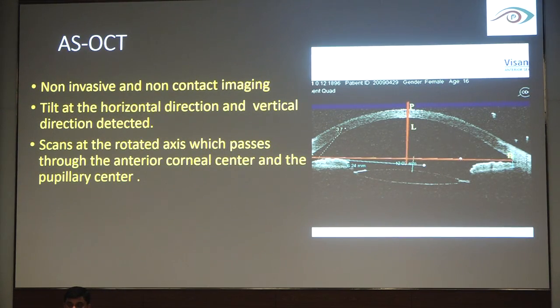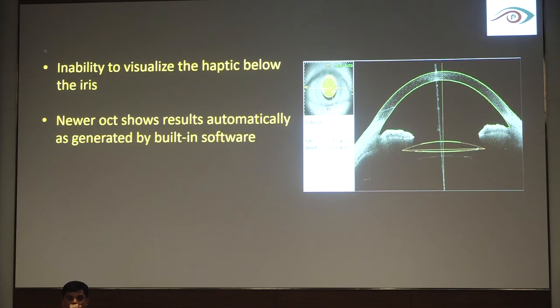Next comes the ASOCT. Before, they used to construct a 3D model, in which they used to get to know the exact degree. But now, in the newer models like your Cassia and IOL Master 700, you can get exactly from the software the degree of decentration and the tilt which is available there.